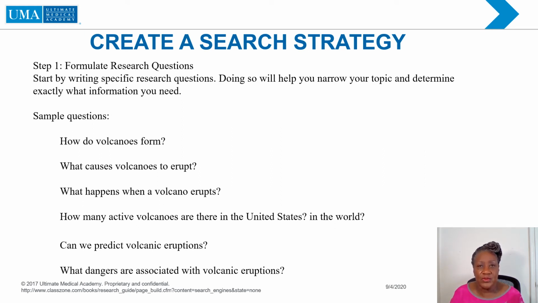Ask yourself, what do you want to know? It's great to start with creating a search strategy before you start your search. The first step is to formulate a research question, and you'll start by writing specific research questions like, what do I want to know about? I want to know about volcanoes. Doing this is going to help you narrow your topic and determine exactly what information you need.